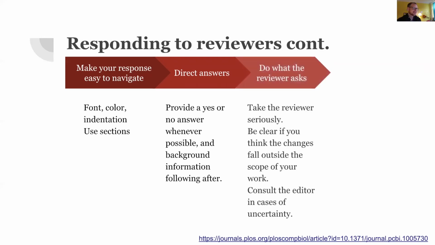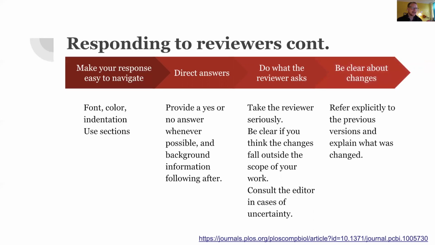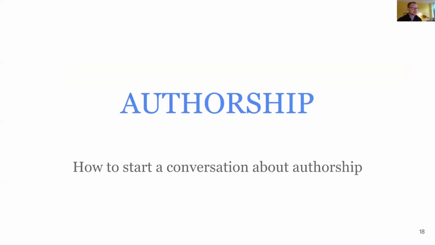Take them seriously and just be totally clear. If you think the changes are outside of the scope of your work, then say that. And again, in rare cases where there's uncertainty, you can contact the editor. The editors among us in our team of teachers here will probably not like that I put those points in about consulting the editor, but sometimes it is necessary. Generally, you can work it out directly with the reviewer. So again, be clear about the changes and refer explicitly to the previous versions and explain what was changed. Make sure there's a track change document that they can access and find the changes.